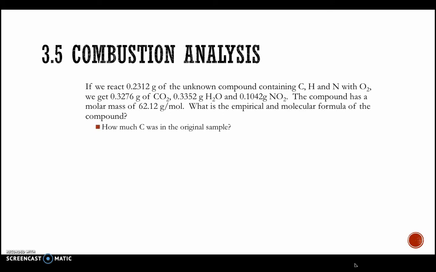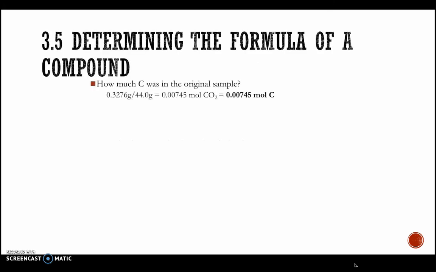First, let's consider how much carbon was in the original sample. We know that when this sample was burned or combusted, all of the carbon combined with oxygen to form CO2. Therefore, however many moles of CO2 we have will be equal to the moles of carbon in the original sample, since there's 1 mole of carbon in every 1 mole of CO2. Performing this calculation, we find that we formed 0.00745 moles of CO2, which gives us 0.00745 moles of carbon.